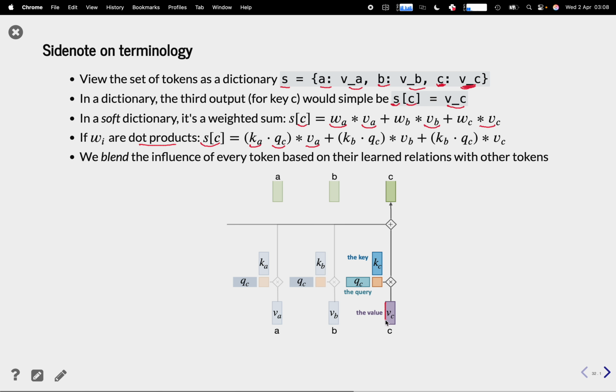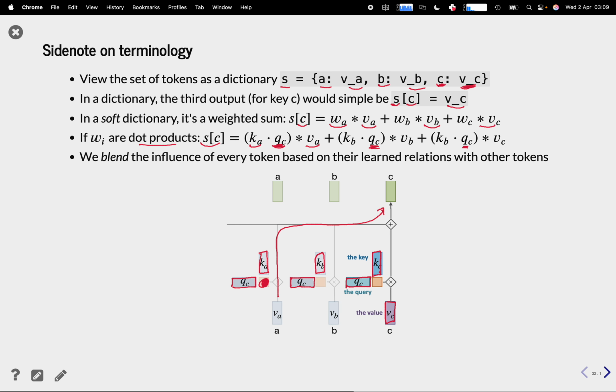So I take my value C, I have my key C, and I have my query C. The query C will always be the same, so I'm going to check for every other token in my context how well I resonate with that, right? I'm going to do it with KC, with KB, with KA. If those resonate well, then I will get a high dot product here, and then this value will have a bigger influence on my output, right?